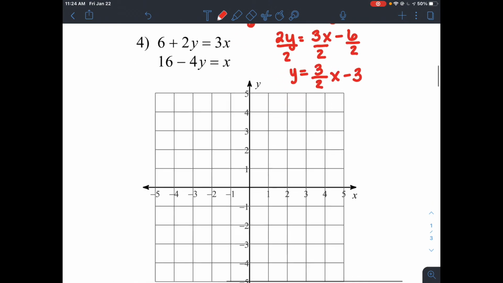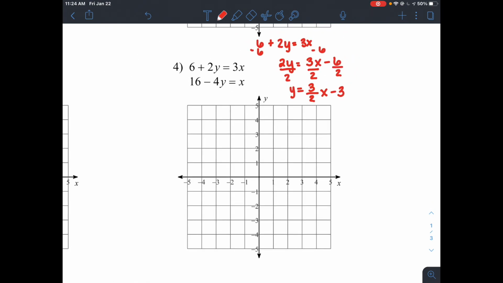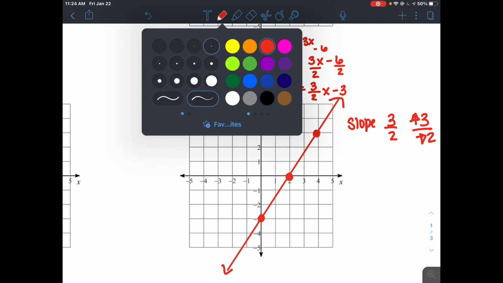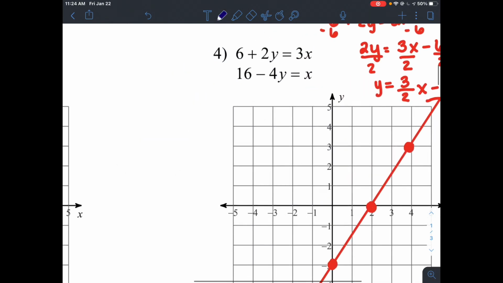If we want to just graph right from here, we can, or you can go ahead and solve the next one for y. Because I'm already using this orange colored pen, I'll just graph it right here. So negative 3 is my y-intercept. My slope is 3 over 2, meaning that I go up 3 and right 2. So up 1, 2, 3, right 2. 1, 2, 3, right 2. And I can connect those dots together. All right, and we'll change our color.